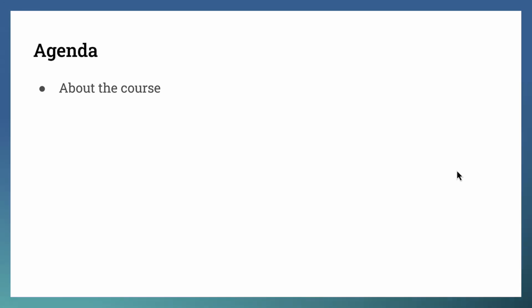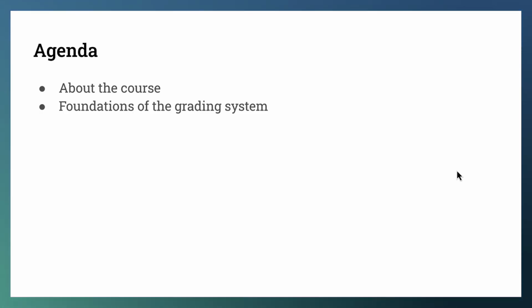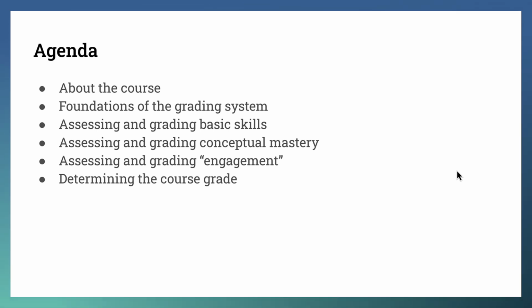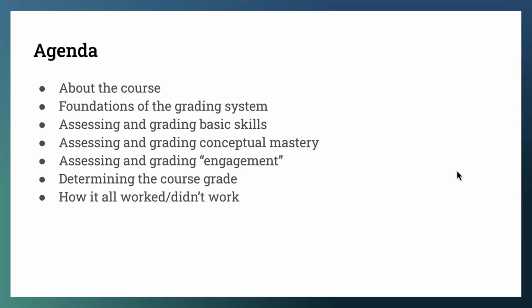Starting with just about the course itself, I want to talk about where I was coming from, the mental space I had when I was creating the grading system, and then breaking this down into the component parts of the grading system: how I did basic skills, how I did conceptual mastery, engagement, and how I pulled all this stuff together to determine a student's course grade. Then I'll have a brief but frank discussion about what worked and what seriously didn't work and needs some improvement.